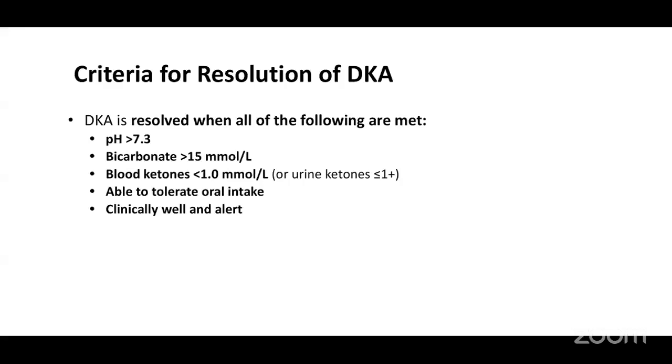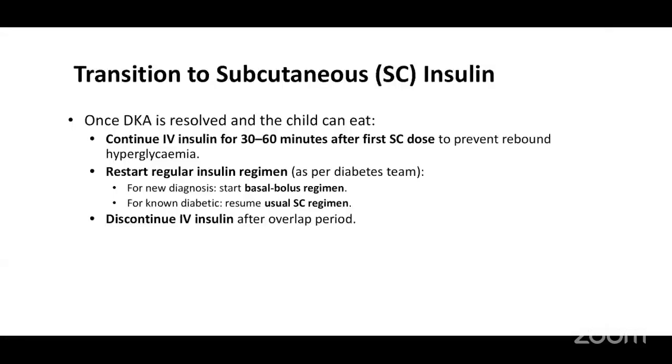Then once the resolution of DKA has been done, the IV insulin can be stopped and can be transitioned to subcutaneous insulin. How much to give? IV insulin has to be continued 30 to 60 minutes after the first subcutaneous dose to prevent rebound hyperglycemia. Okay. Then basal bolus regime, according to the scale, insulin has to be given.